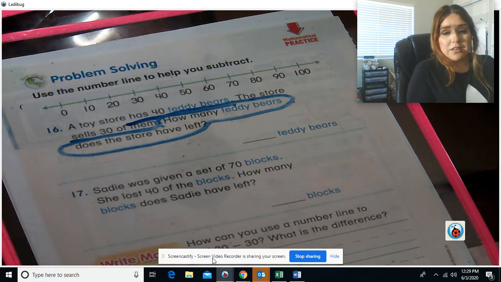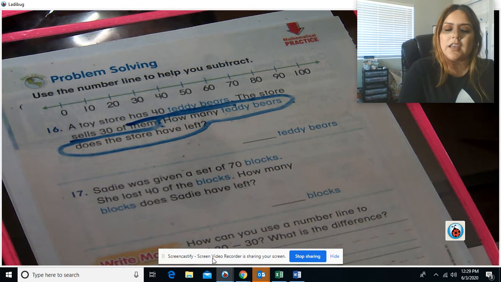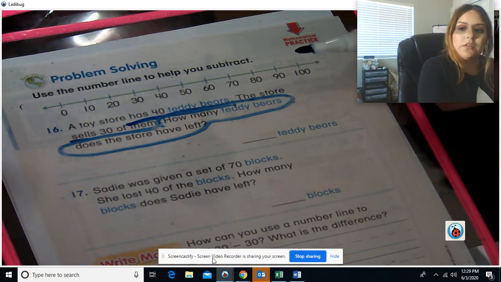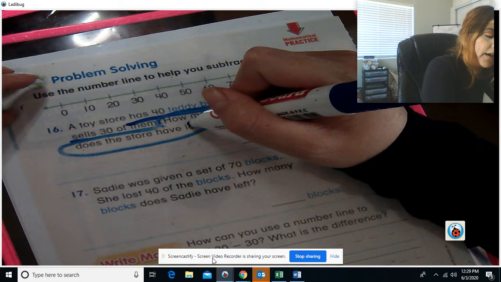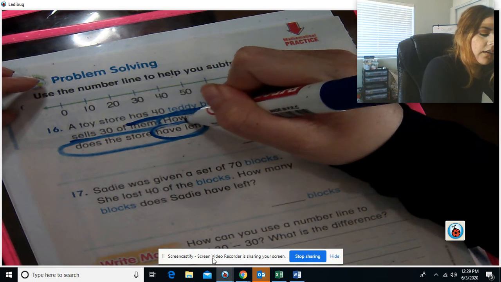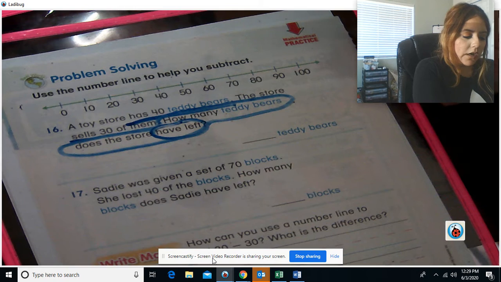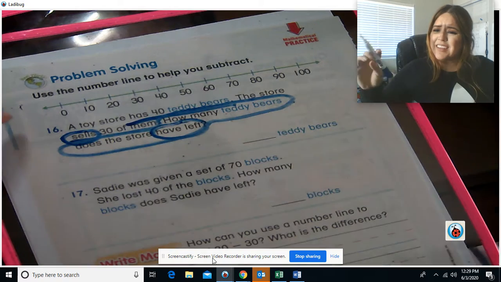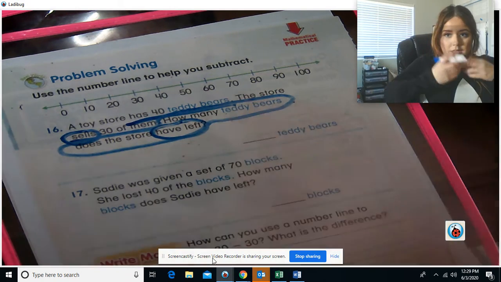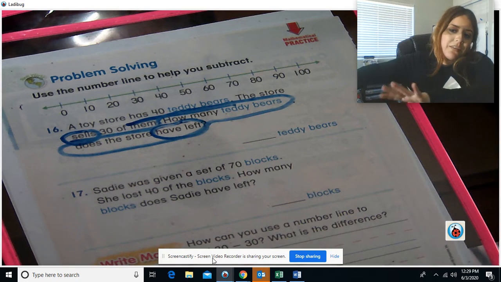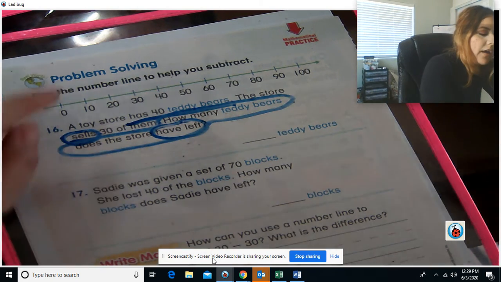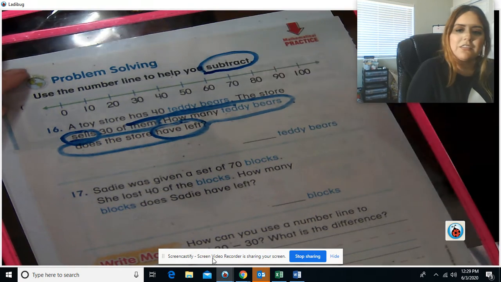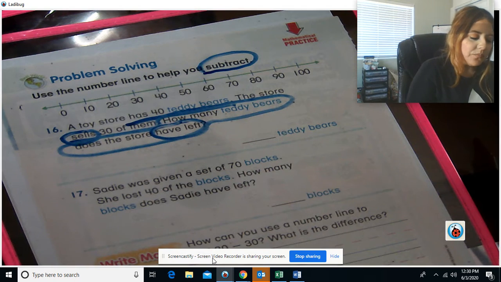Now, I need to make sure that this is either going to be addition or subtraction, and I need to look for clues and directions on my page. By reading the word problem, there are some words that can give me a clue. Have left usually means subtraction. And also the word sells tells me that they're selling. If I sell something, I'm giving it away. I'm not keeping it. I'm not bringing in more. I'm taking away. And also in our directions, it says use the number line to help you subtract.